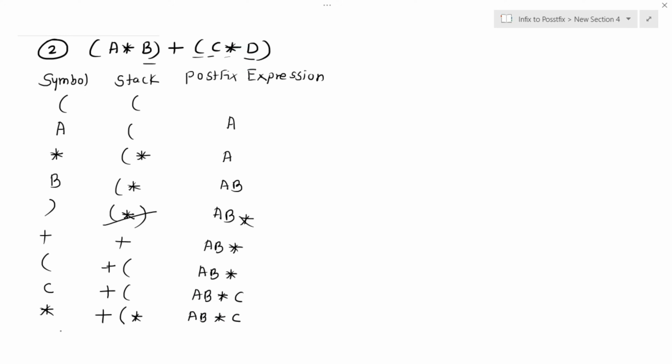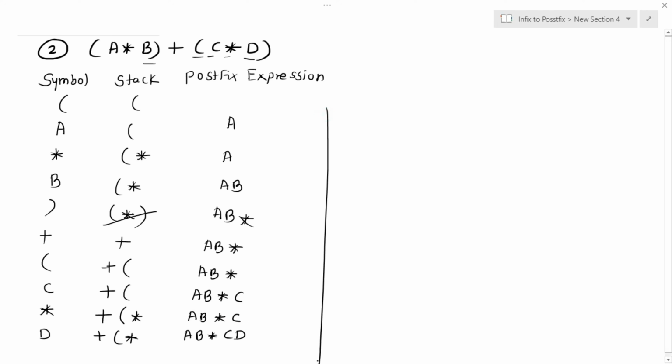Now it comes D. So the stack is as it is, and D goes to the postfix expression because it is an operand. So here is AB multiplication C D. Okay. Now the next symbol is right parenthesis. So here we already have in the stack plus, left parenthesis, multiplication, and then we insert right parenthesis, and here the postfix expression is AB multiplication CD.